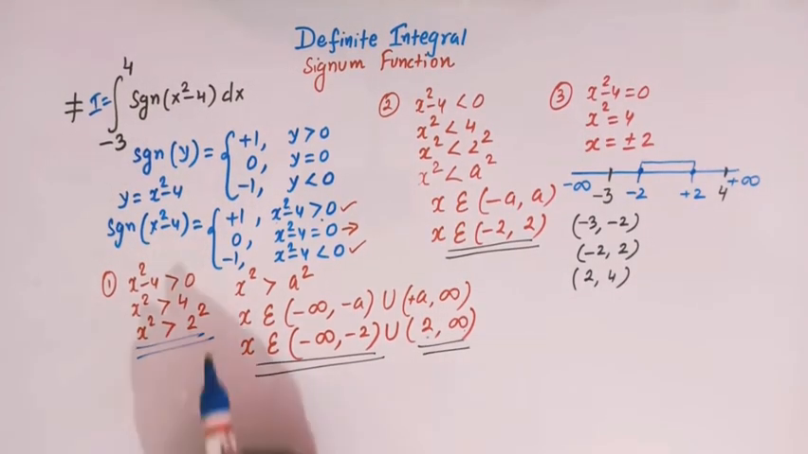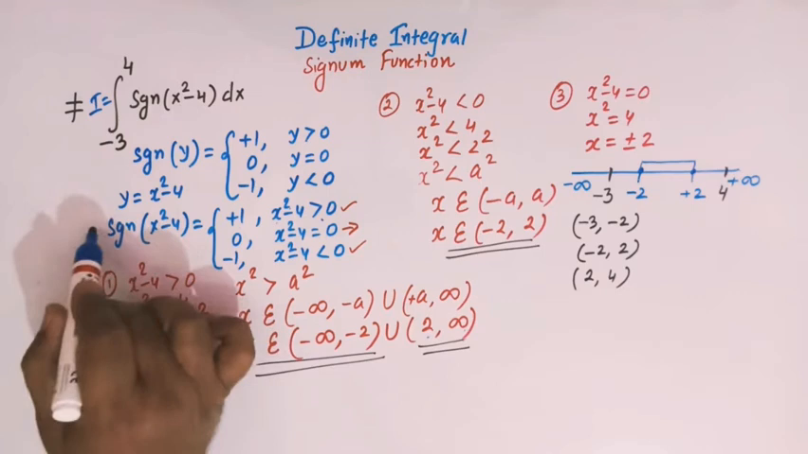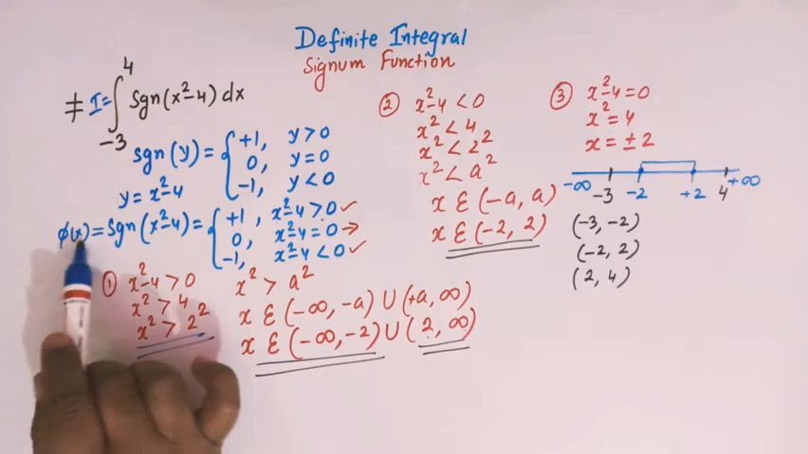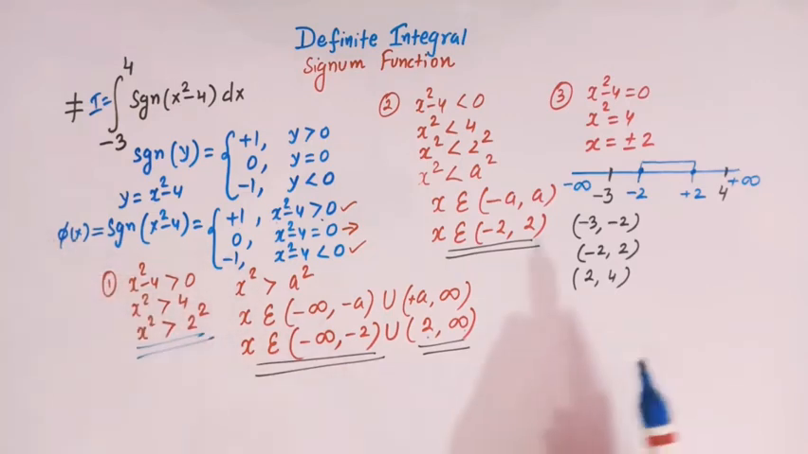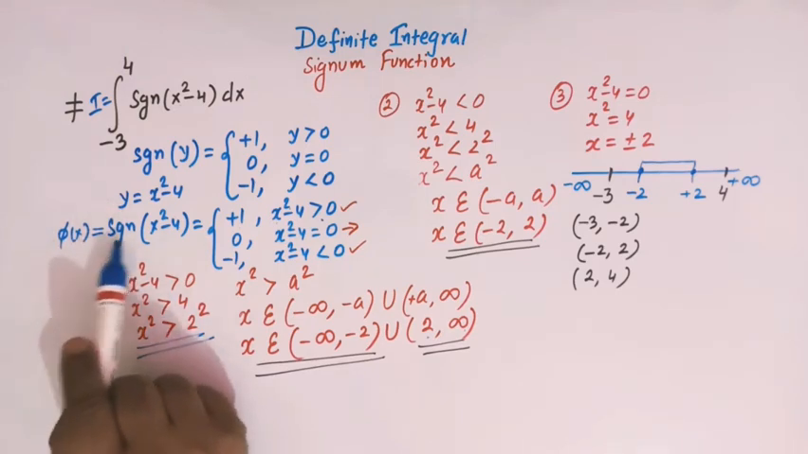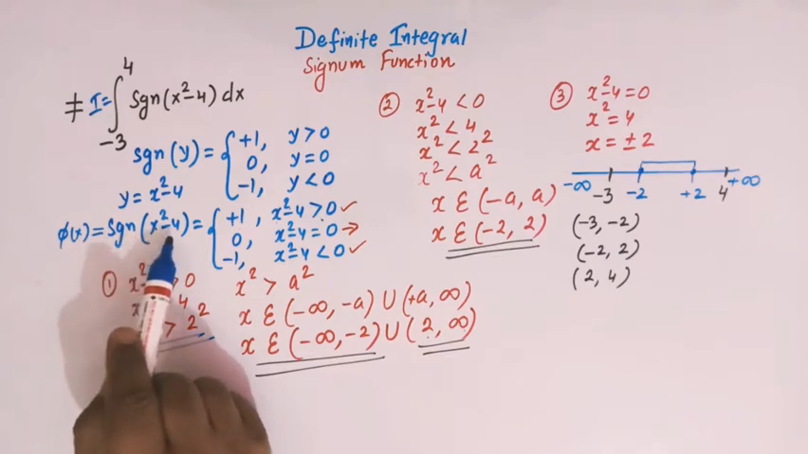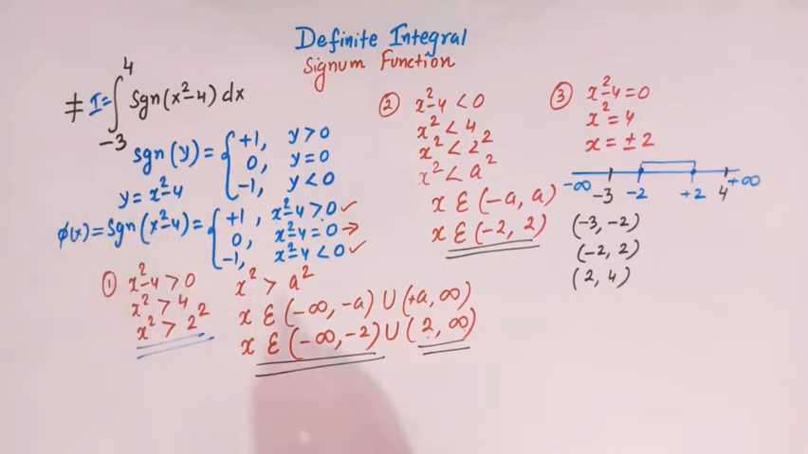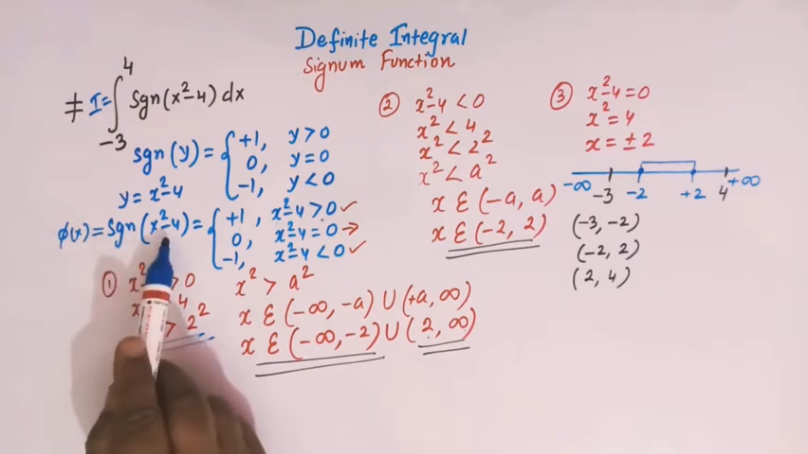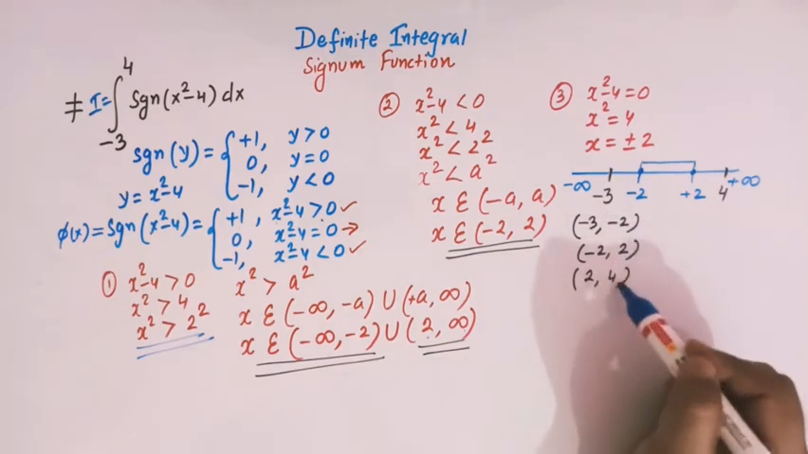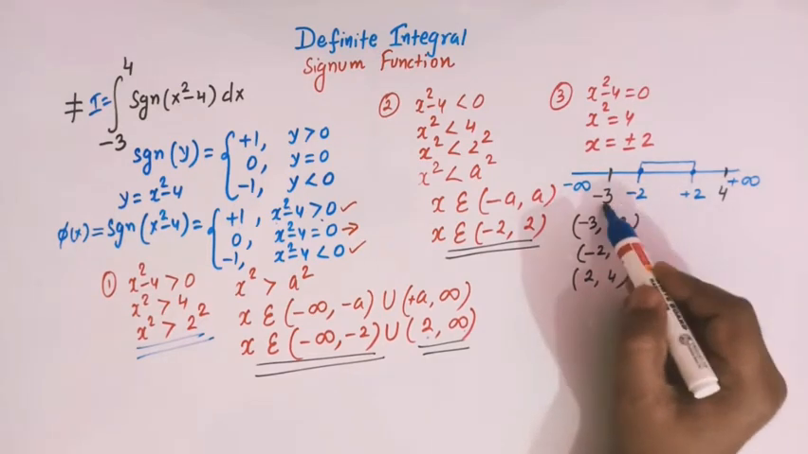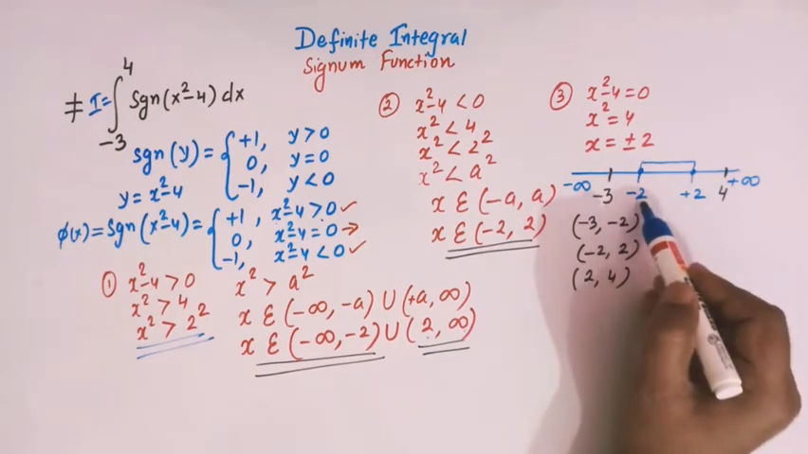Now viewers, let us denote signum of x² - 4 as phi of x. We are using this notation just for writing the expressions in a simple way. So we can write phi of x = signum of x² - 4. Now we have to decide the value of phi of x, the signum function, in these 3 intervals. Let us first take the interval -3 to -2.